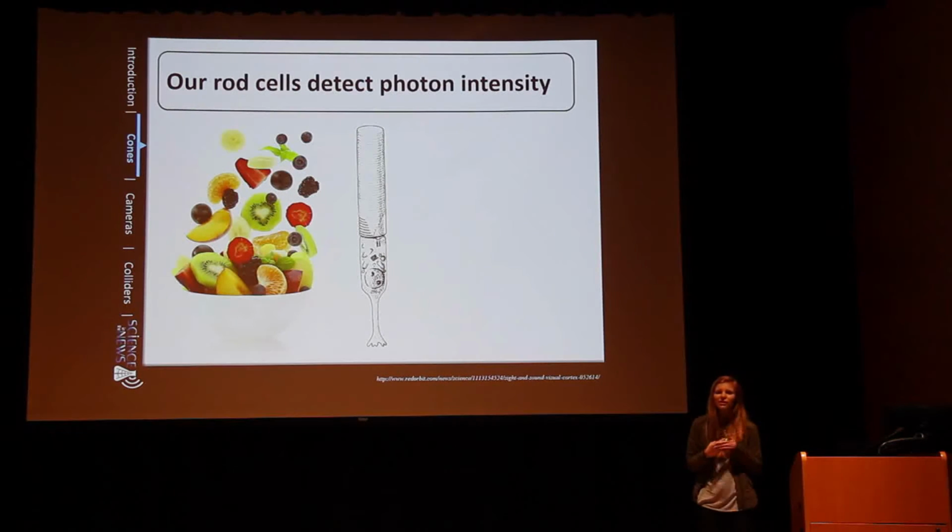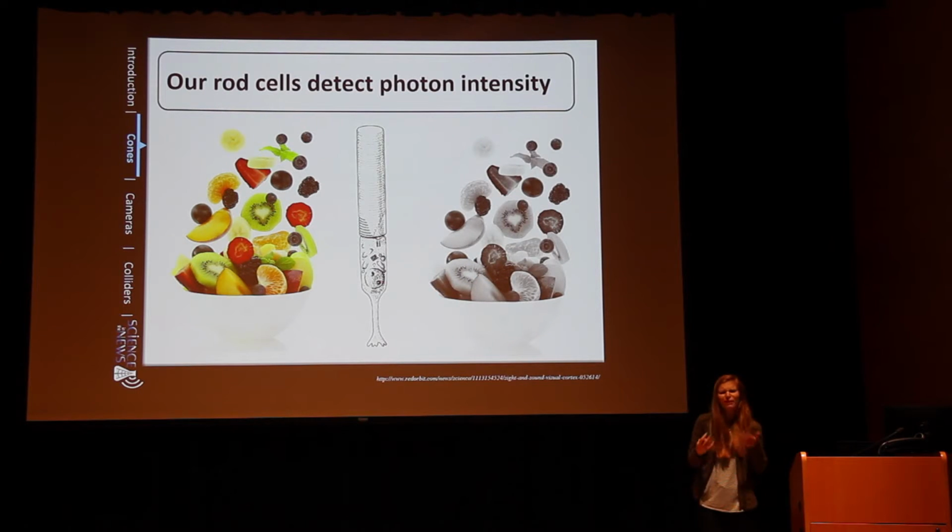The rods are very, very good at detecting photon intensity. They take this colorful picture of our fruit bowl and turn it into a black and white photo, basically. The white portion of our bowl has a high amount of photons. Lots of photons are being reflected off that white portion and entering into our eye, which our rods detect, and it shows up as a very bright area in our retina. However, some of the darker portions, like the blueberries and the blackberries, show up as dark. They're reflecting fewer photons, and so they show up darker.